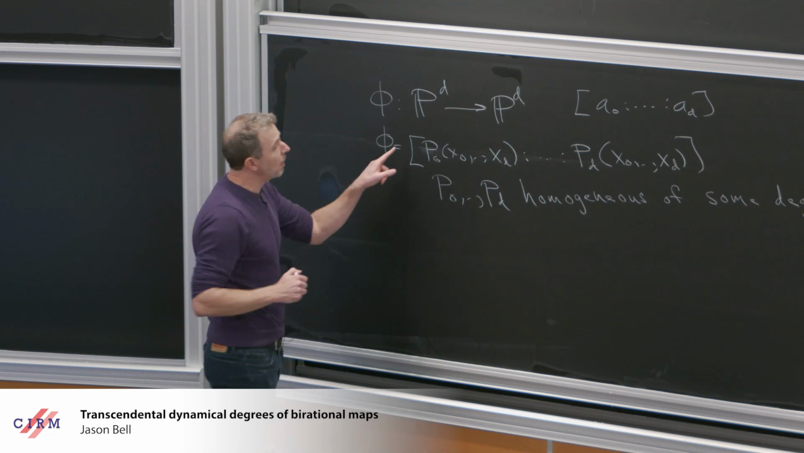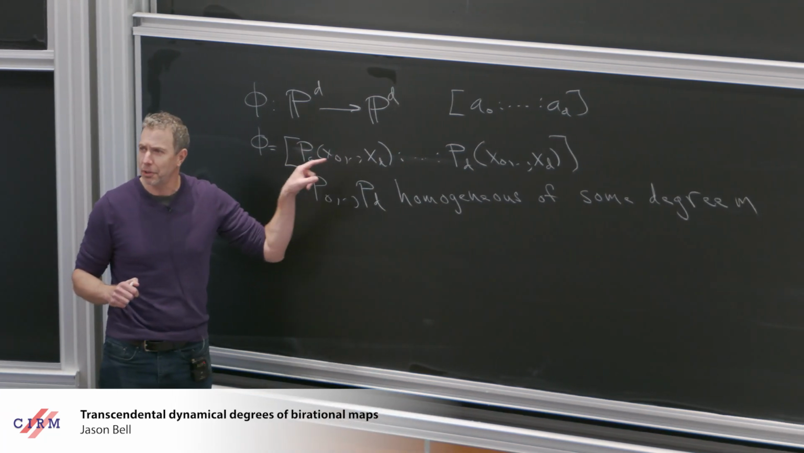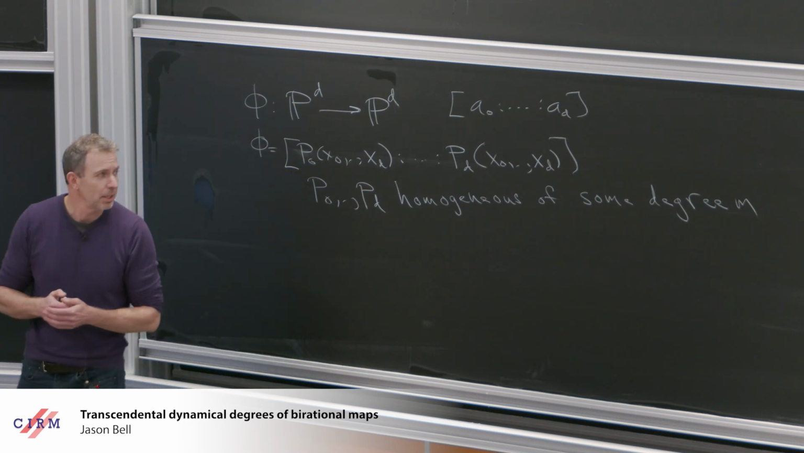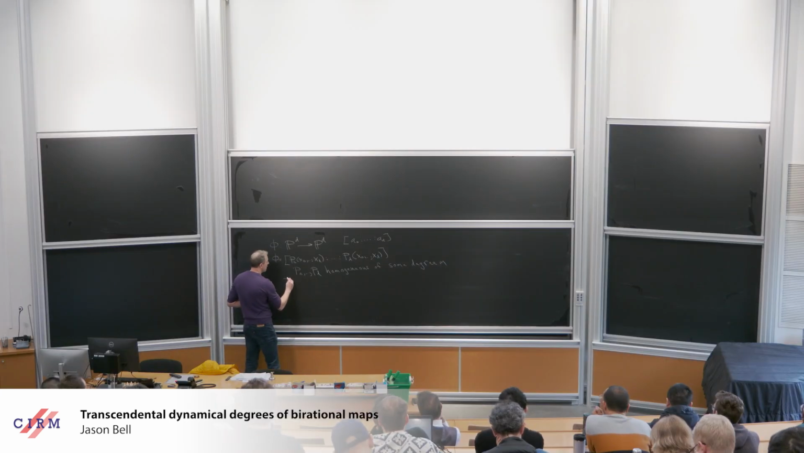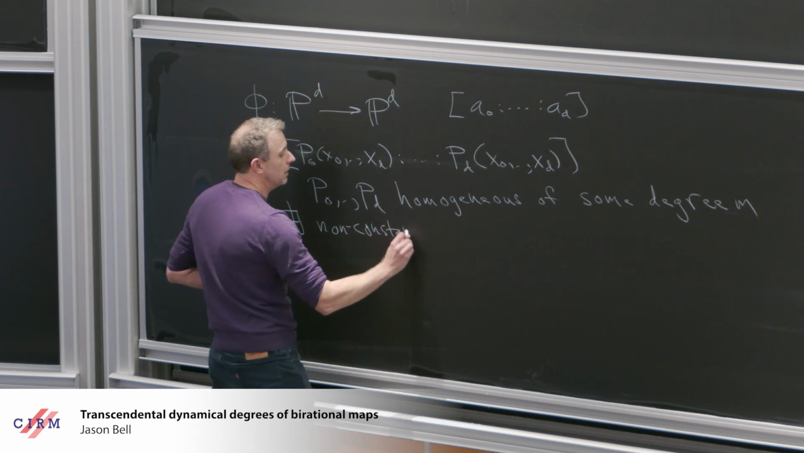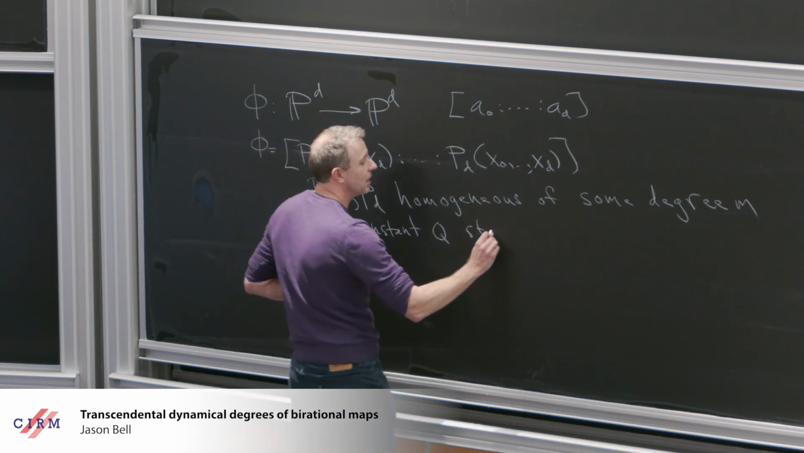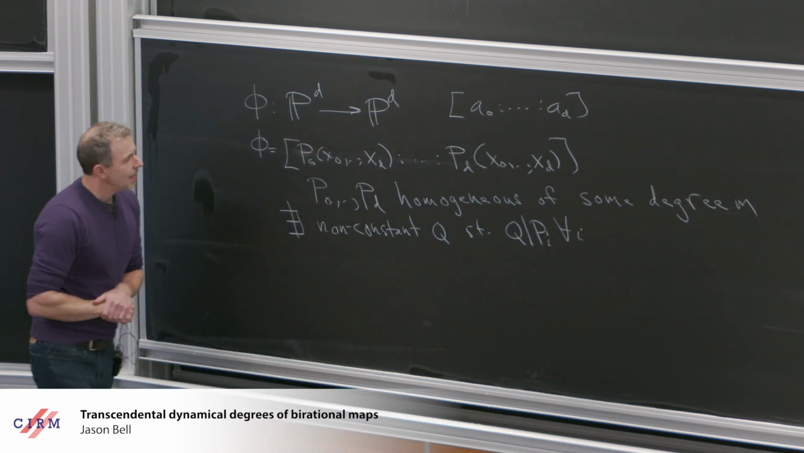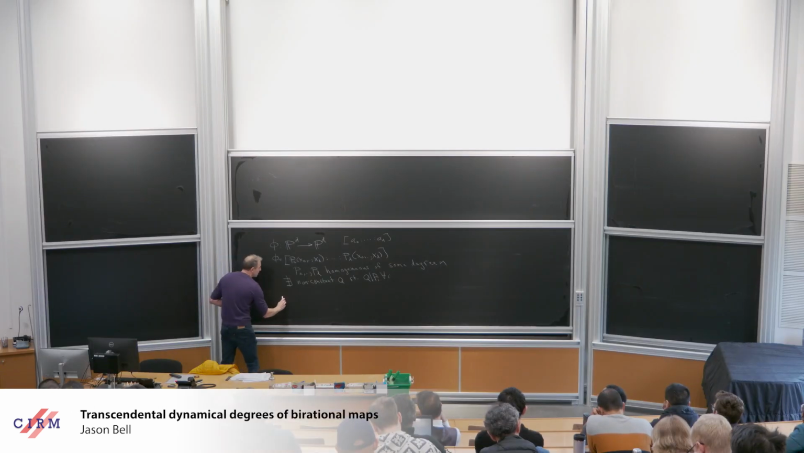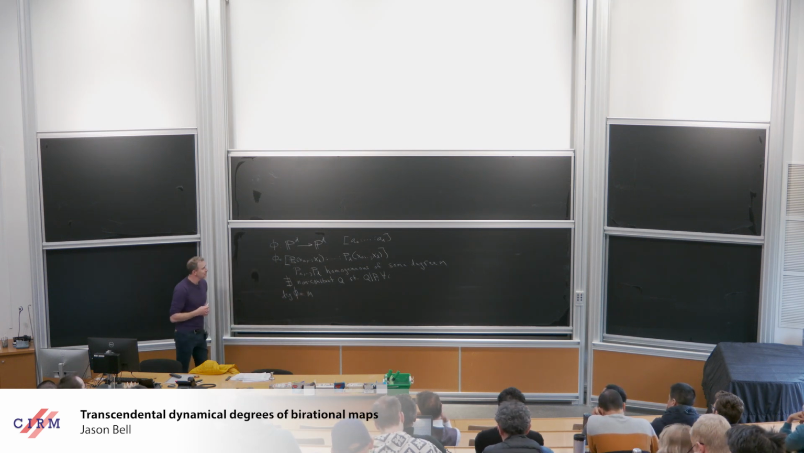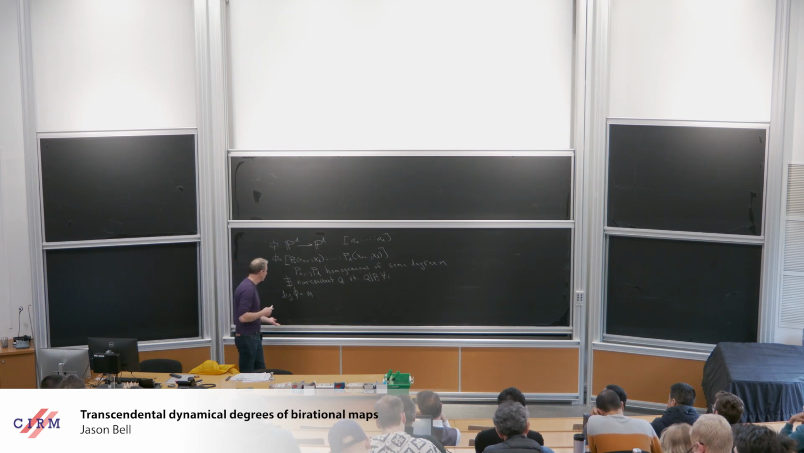And of course, I don't want them to share any common factor. So there's no q that I can divide out of all of them, right? That's what I need for a map. So there does not exist a non-constant q such that q divides p_i for all i. And when I have this situation, then I'm going to say that the degree of phi is equal to m. Okay, so that's the starting point.